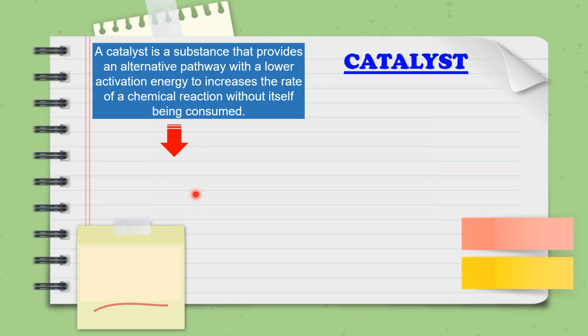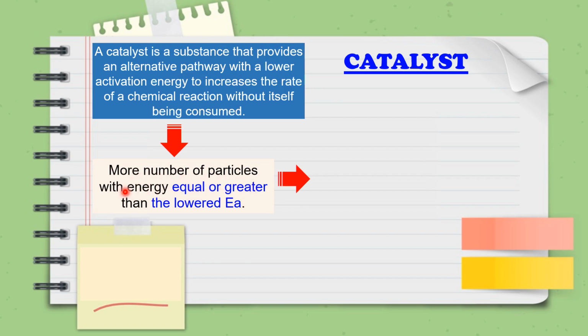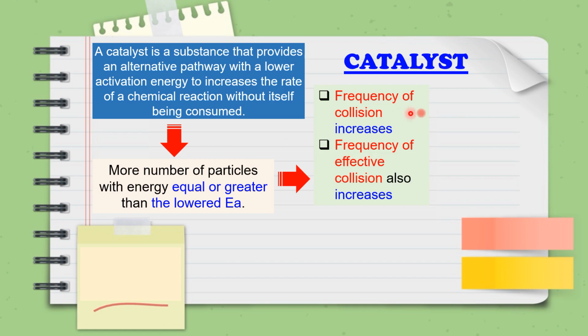Alright, so next, more particles have energy equal to or greater than the lowered EA. The function of a catalyst is to lower the activation energy so that more molecules can get the minimum kinetic energy, equal to or higher than EA. Right, so the next point is the same: frequency of collision increases, frequency of effective collision also increases, and therefore the rate of reaction increases. If you look at all five factors, you can notice that the last three points are the same. So just remember the first and second points for this topic.